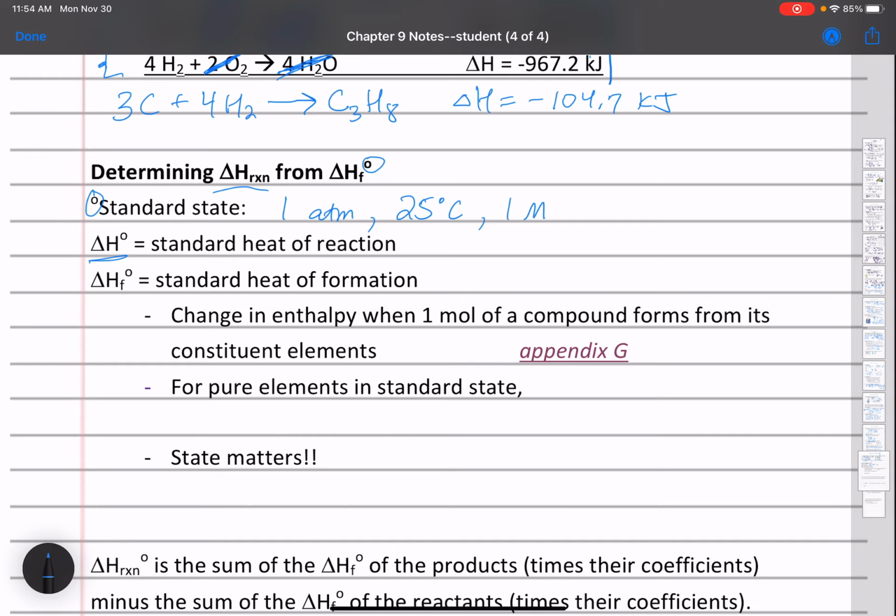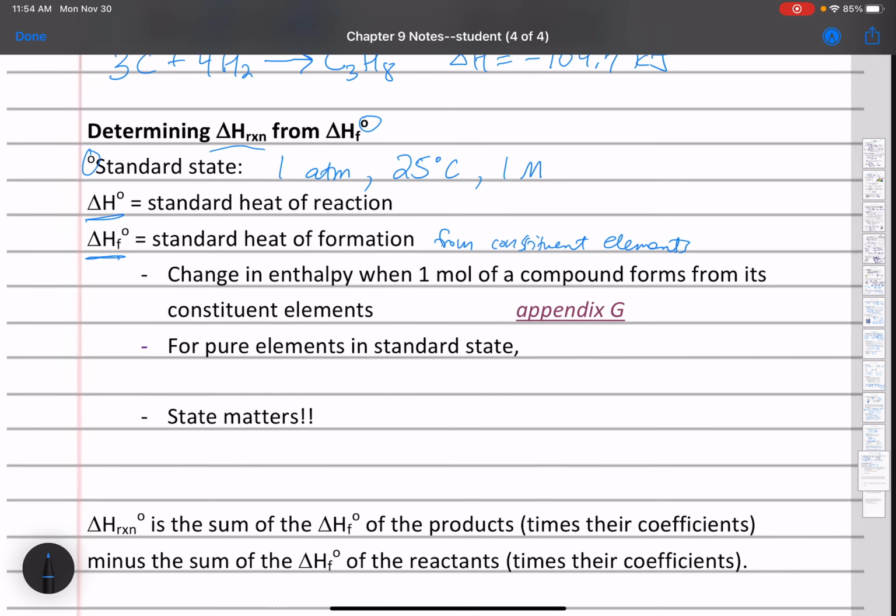Some of the reactions that have been done are looking at the heat of formation for a substance, and it's the heat of formation from its constituent elements. So it's the change in enthalpy when 1 mole of a compound forms from its constituent elements. These are all available. The standard heats of formation are all available on a massive table that you can find in Appendix G of the textbook online.